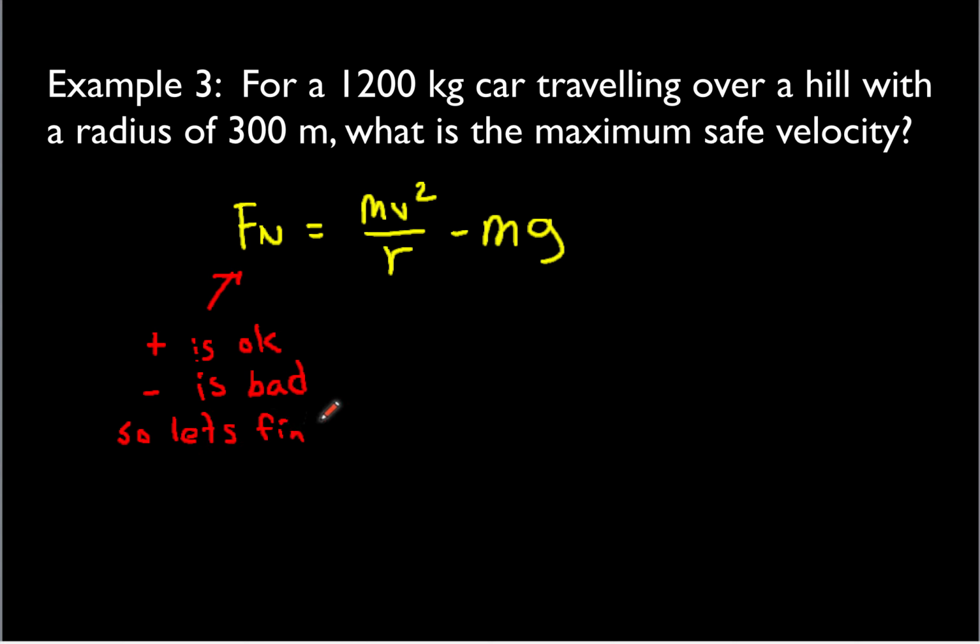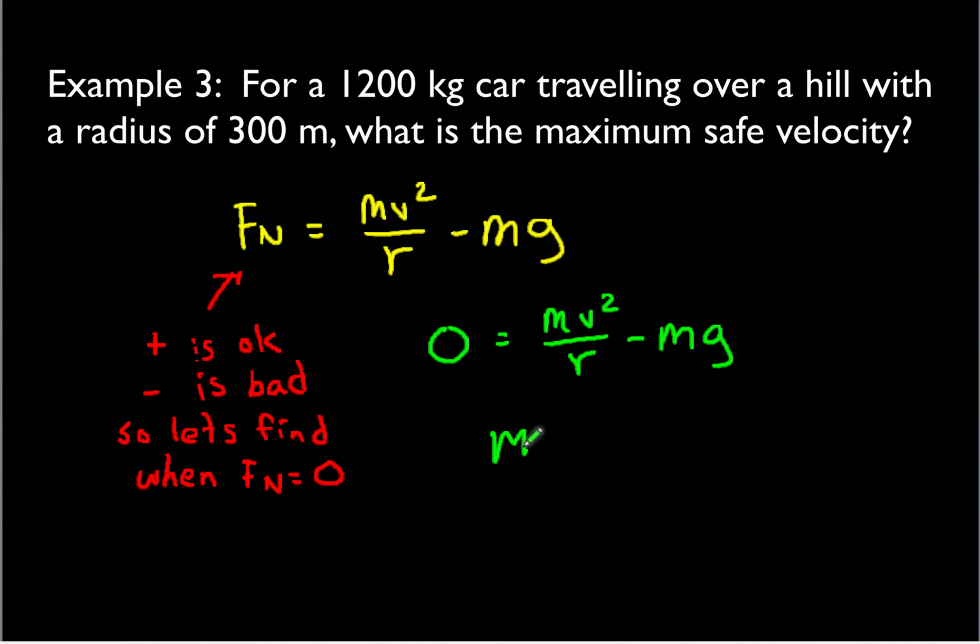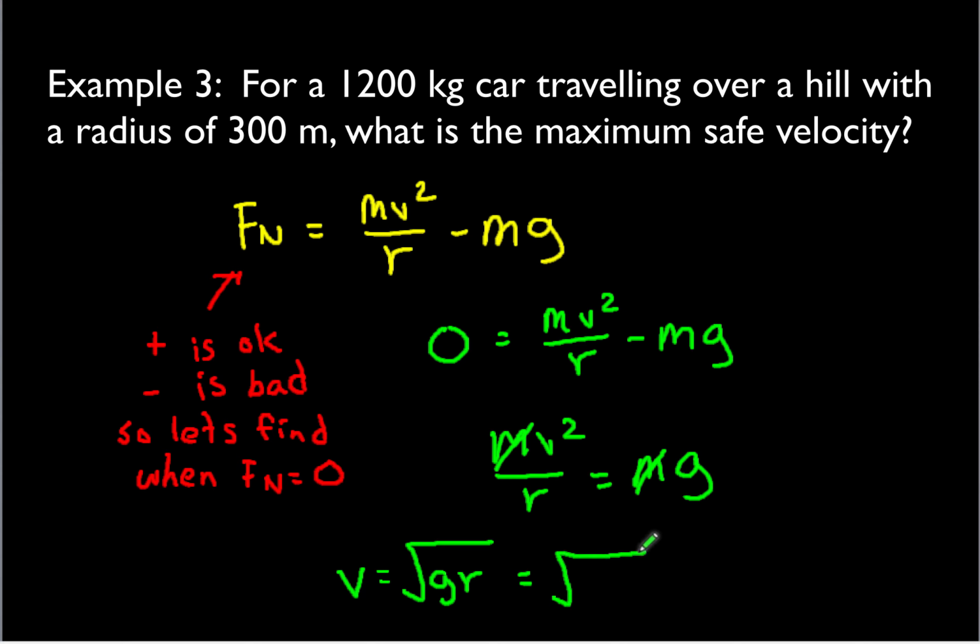So let's find out what happens when Fn equals 0. So we have 0 equals mv squared over r minus mg. Rearranging this, we get mv squared over r equals mg, and since m appears on both sides, we can cancel it out. This rearranges to give us v equals square root gr, or root negative 9.81 times negative 300. The negative times negative cancel out, so we have a positive under our square root, and we get 54 meters per second is our minimum safe velocity.